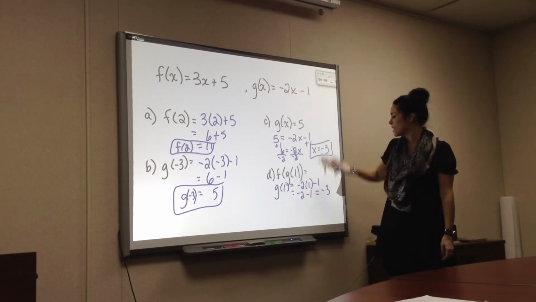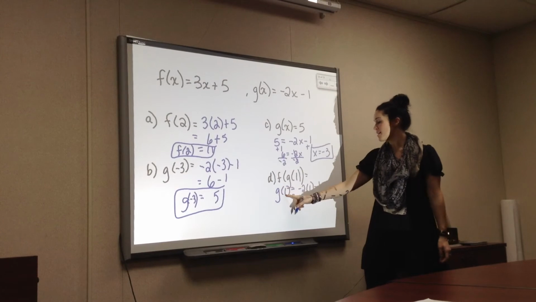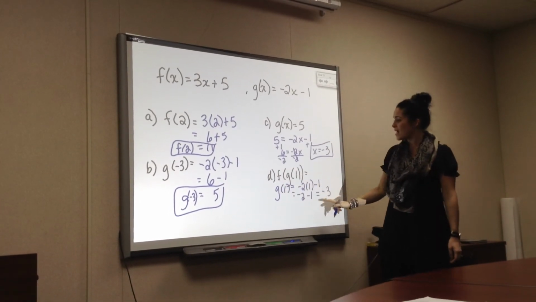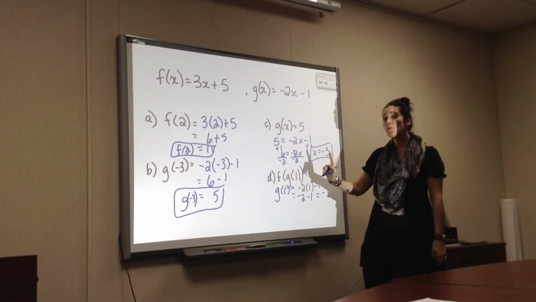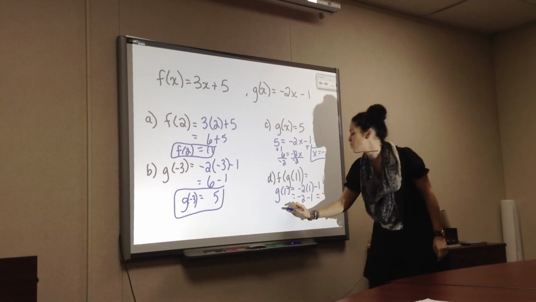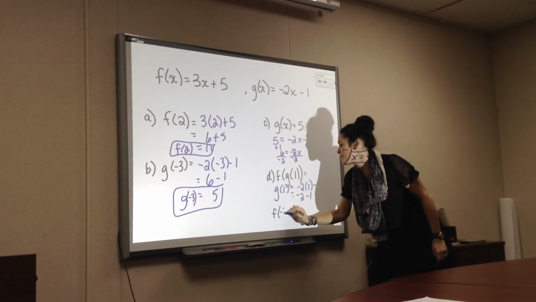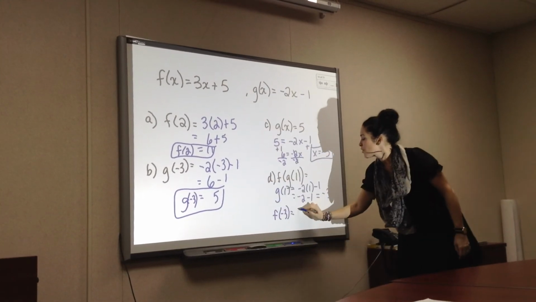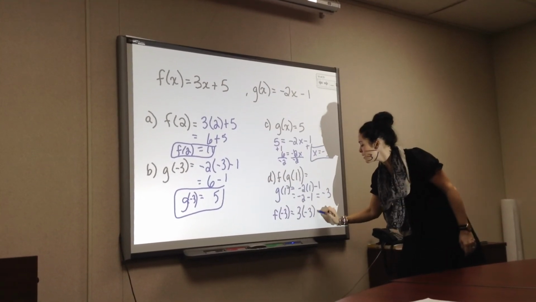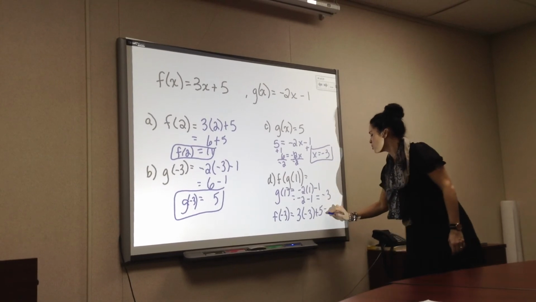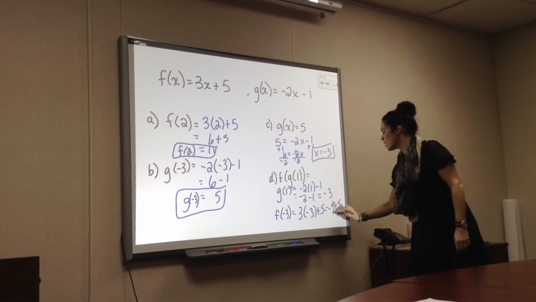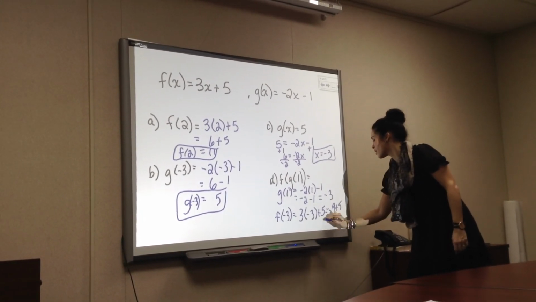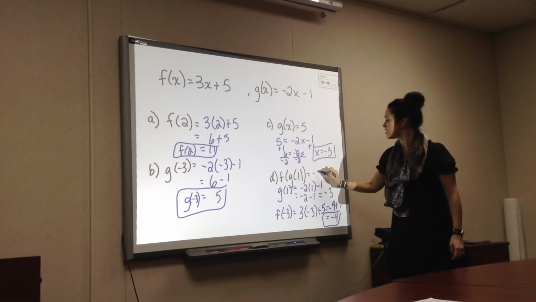All right, so g of 1 is minus 3, and you want f of g of 1. Well, you know that g of 1 is minus 3, so you're really looking for f of minus 3. F of minus 3 using this equation. 3 times minus 3 plus 5. This gives you minus 9 plus 5, which gives you minus 4. So the total of this answer is minus 4.